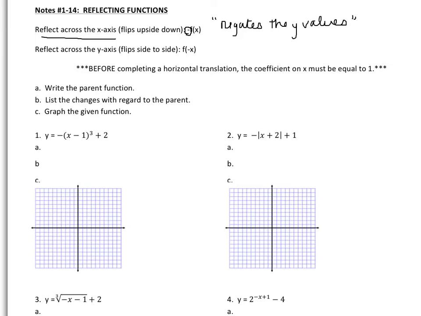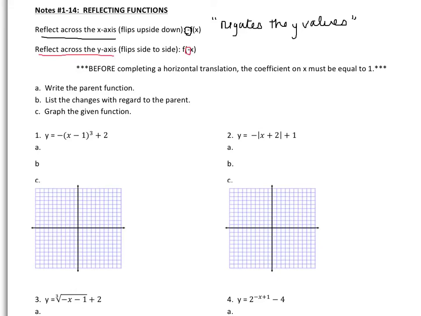Okay? The next thing that you have is reflecting across the y-axis. If it is reflecting across the y-axis, that's flipping side to side. So that means whatever's on the left side is going to move to the right side. Whatever's on the right side moves to the left side. And you'll notice that the negative is going to be on the inside of the function.